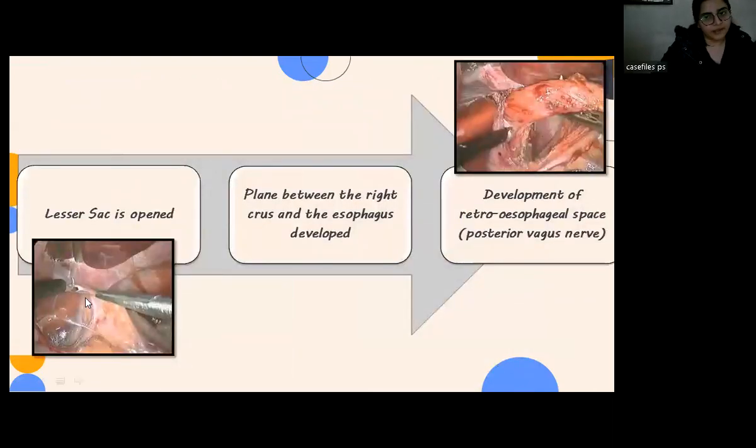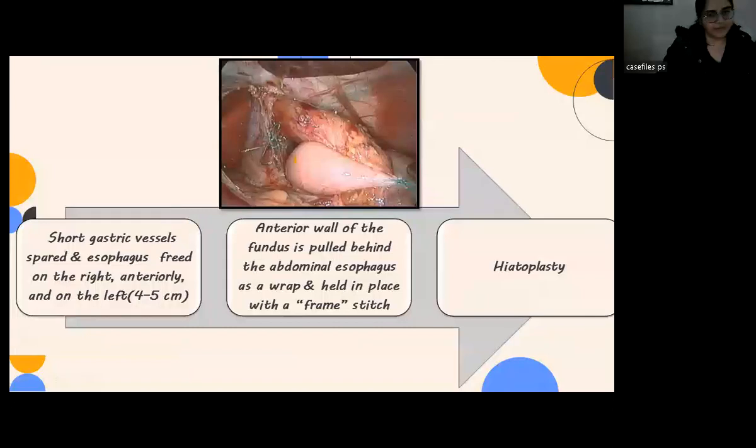Again, in this, the lesser sac is opened and the plane between the right crus of the diaphragm and the esophagus is developed. After this, the retroesophageal space is developed, ensuring that we don't injure the posterior vagus nerve. The basic principle is same as the Nissen's fundoplication. In the traditionally described Toupet procedure, the short gastric vessels were spared and the esophagus is freed on the right side, anteriorly and on the left side.